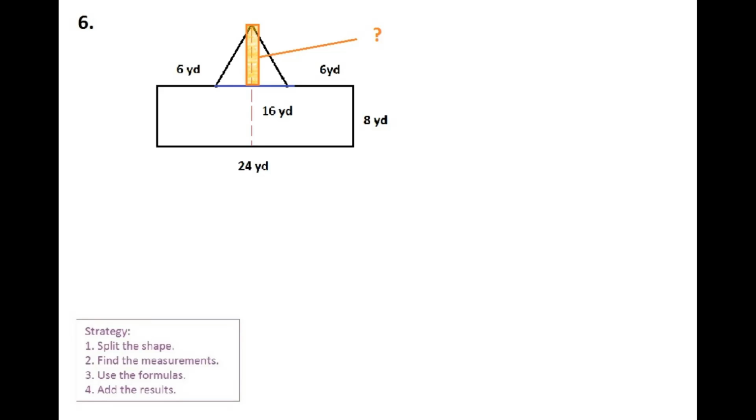So we have a situation where that entire dashed line is 16 yards. Now, we also know that this portion of that rectangle is 8 yards. And as it turns out, if this is 8 yards, that means this is also 8 yards. So we're just going to subtract and find what's left. So we find out that 8 is the height of that triangle sitting on top.